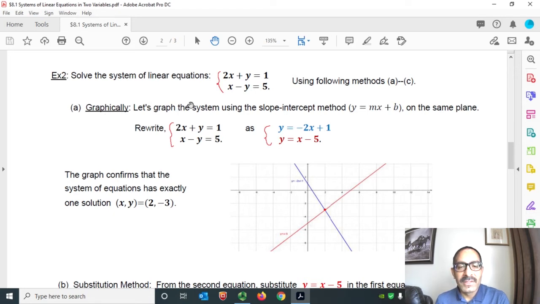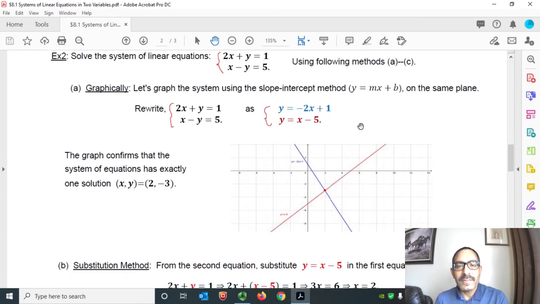So let's graph the system using the slope-intercept form on the same plane. That means rewrite the given equation 2x plus y equals 1 as y equals minus 2x plus 1. Just isolate y alone on the left side. Similarly, x minus y equals 5, rewrite as y equals x minus 5. So take y to the right, take 5 to the left. Now we have these equations to graph. Then we can easily graph these linear equations.